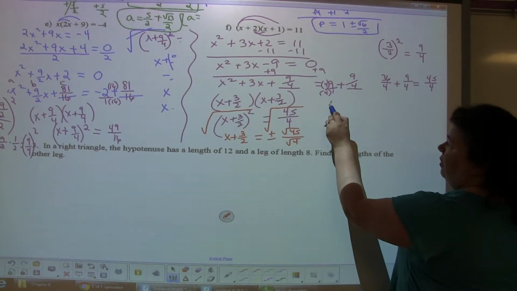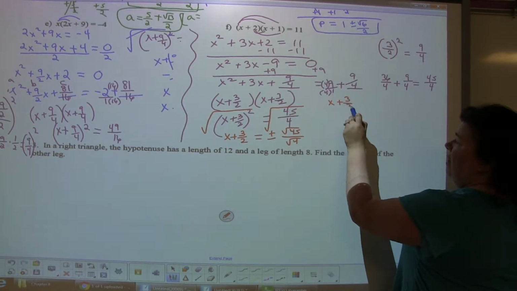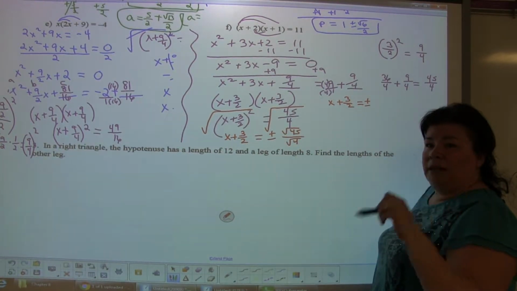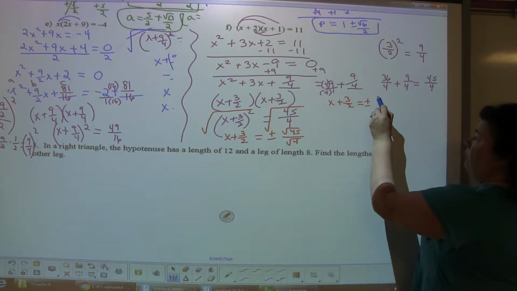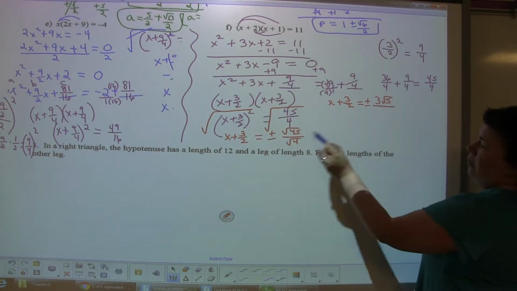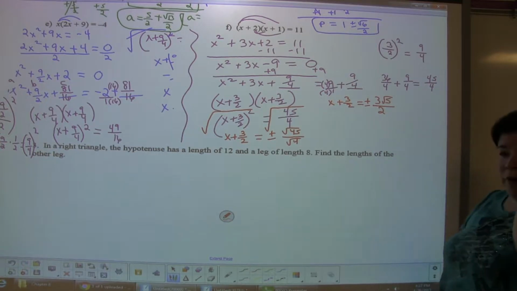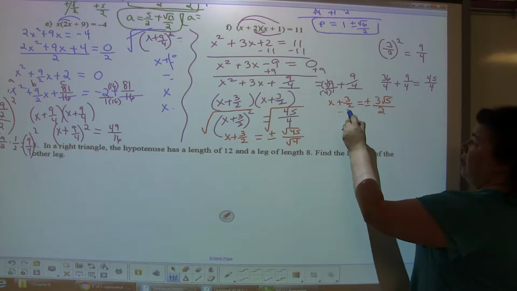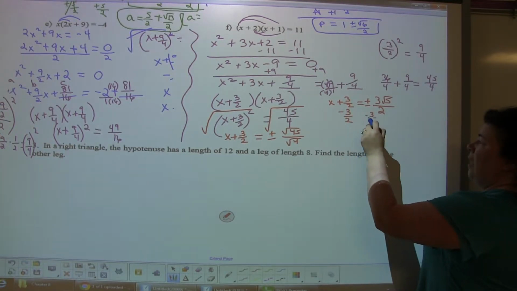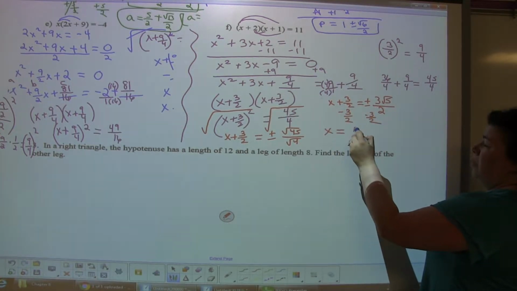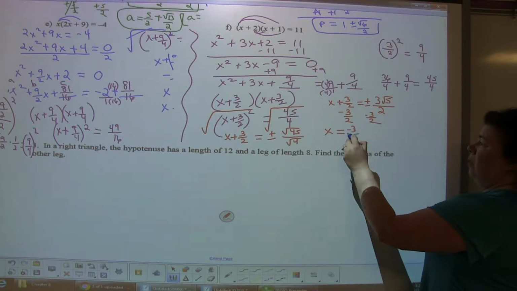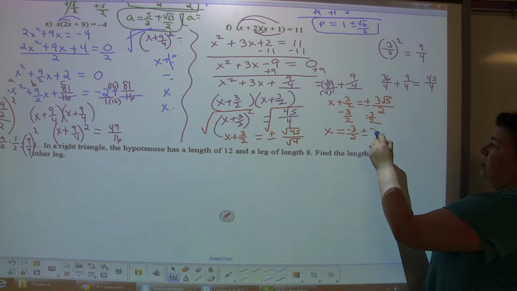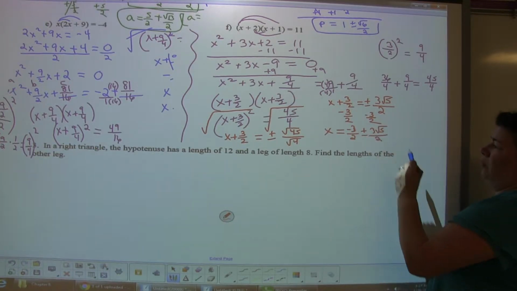So just rewriting everything up here, x plus 3/2 equals plus or minus. Square root of 45 is root 9 times root 5, which is 3 root 5. And then the square root of 4 is just 2. So this works out nice like that. And now I have to solve for x by getting x by itself. So if I subtract 3/2 from each side, I'm going to get x equals negative 3/2 plus and minus 3 root 5 over 2.